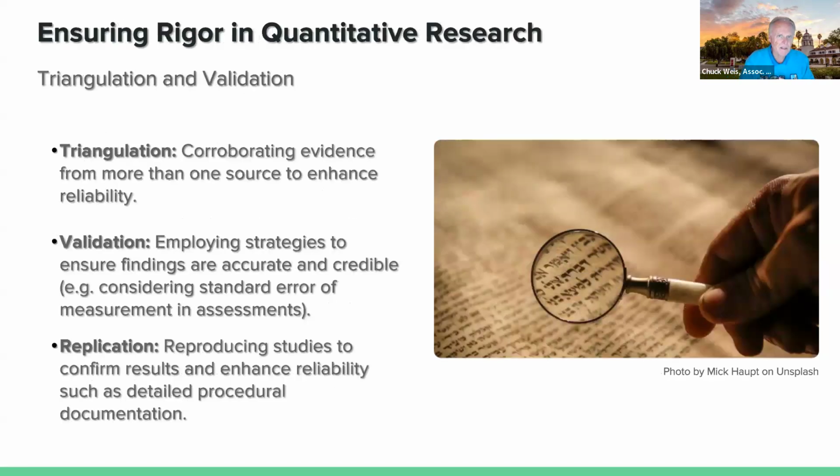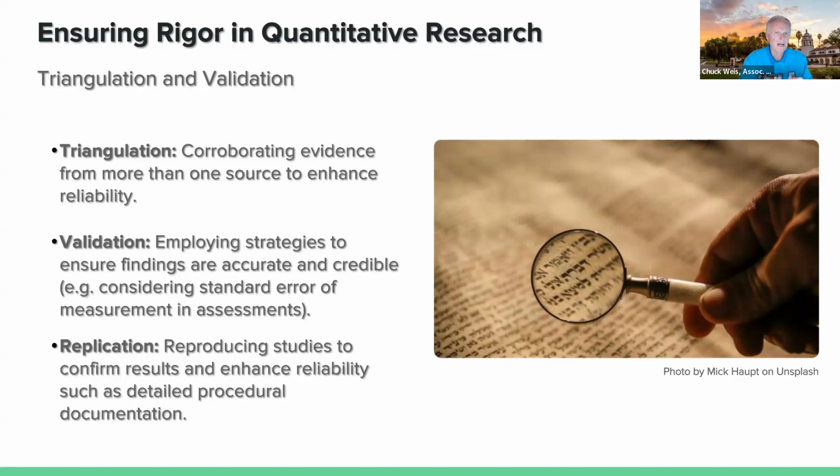And then one of the things in quantitative research that we work on is ensuring rigor. And so two strategies are available for that: triangulation and validation. Triangulation is about using more than one source to enhance your reliability. So say if you're assessing student learning of English, again, back to this English learner model, there might be multiple ways you can assess that. The more ways you assess it, the more you can be confident that you've had a real change in the behavior of those students. And then validation is employing strategies that ensure the accuracy and credibility.